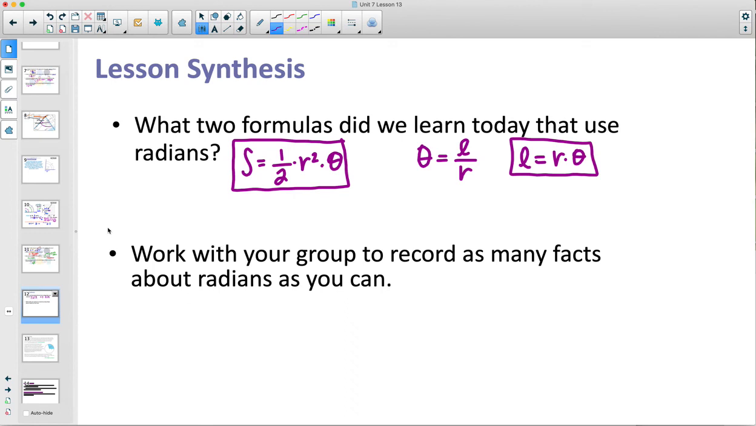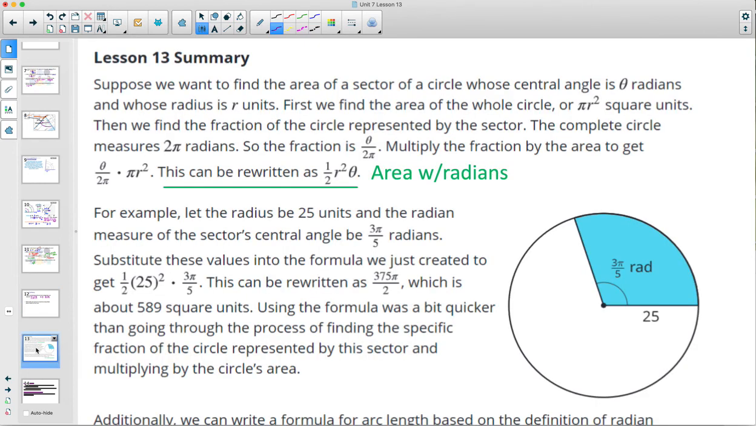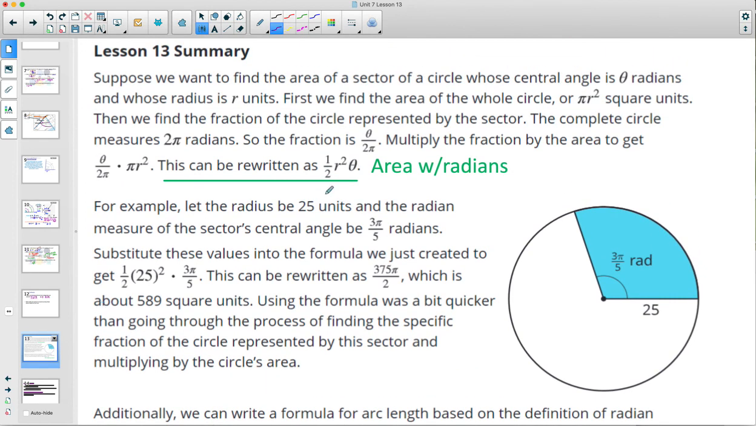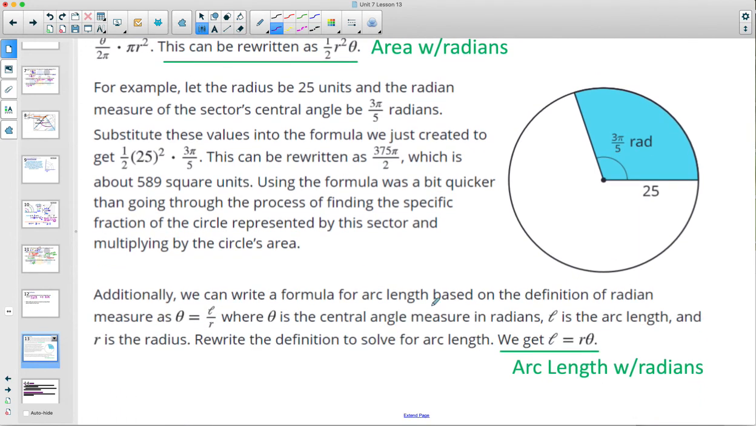And now, if you're in class, talk to each other about the number of different facts that you can record about radians. If you're at home, you can just think about how many things you know about radians. And then here are a couple things that I think you should highlight in the summary. This area formula with radians, and then the arc length formula with radians.